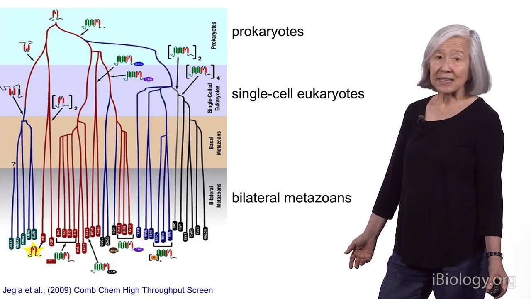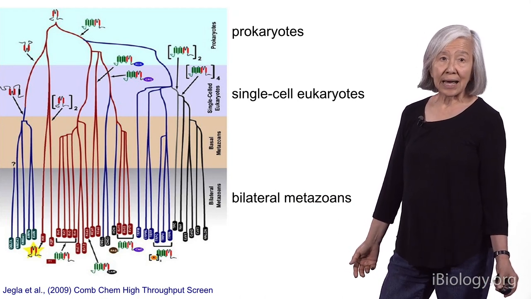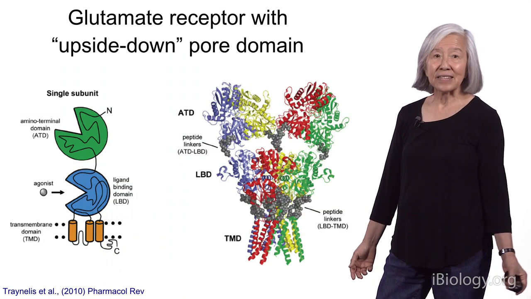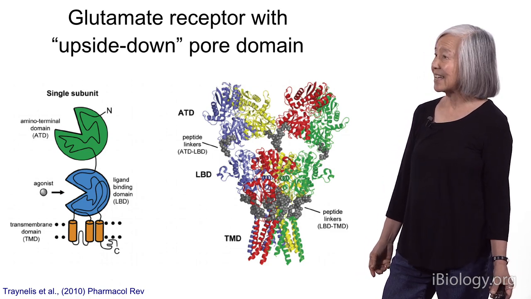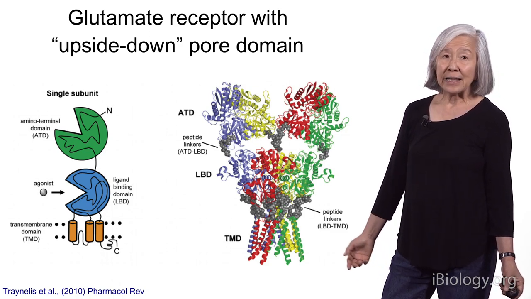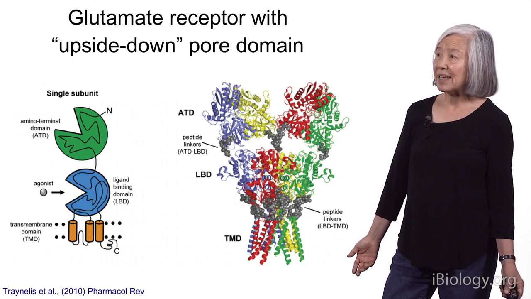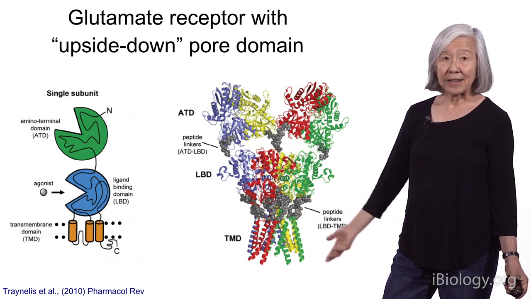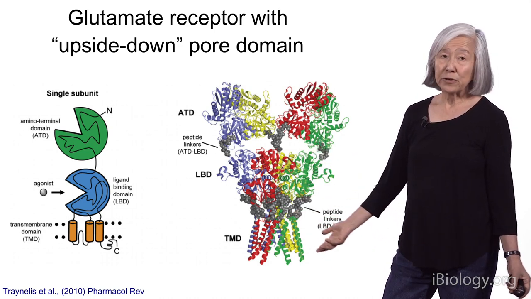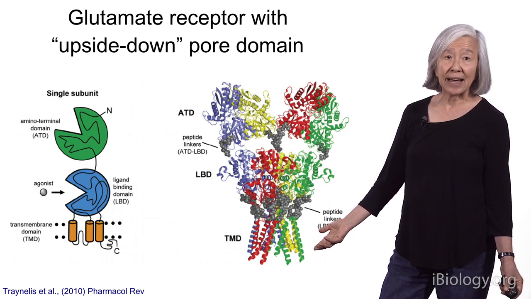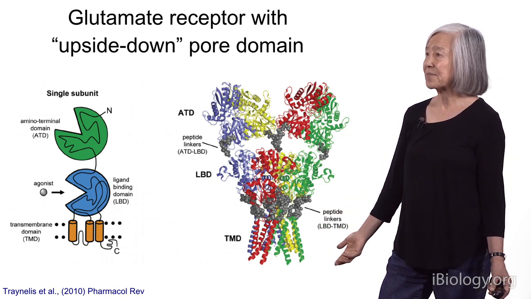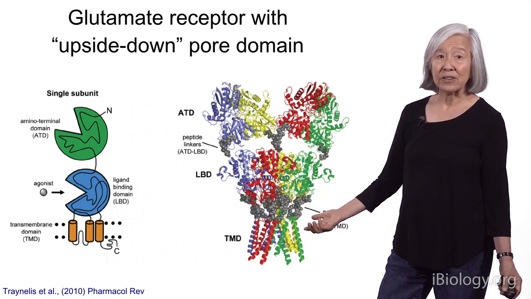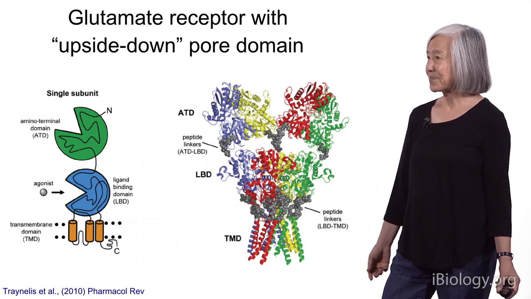And there's also an example of the pore domain used upside down in an inverted version. And that example is the glutamate receptor. So it's a ligand-gated ion channel. And the ligand is the major transmitter glutamate. Binding of glutamate to this channel allows the channel to open. And usually it's just positively charged ions that will go through these channels. And we can see that the pore domain is upside down compared to the pore domain of the voltage-gated channels.